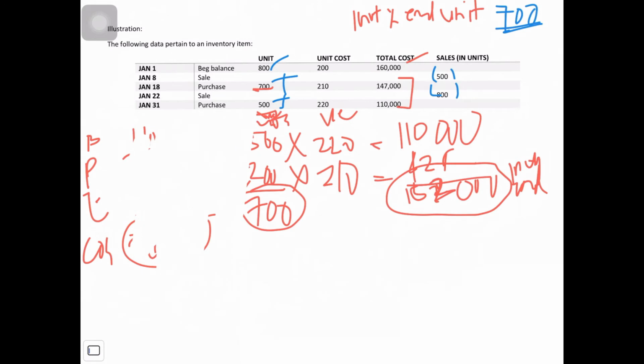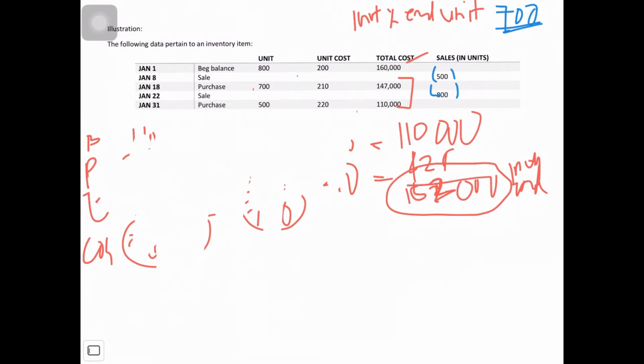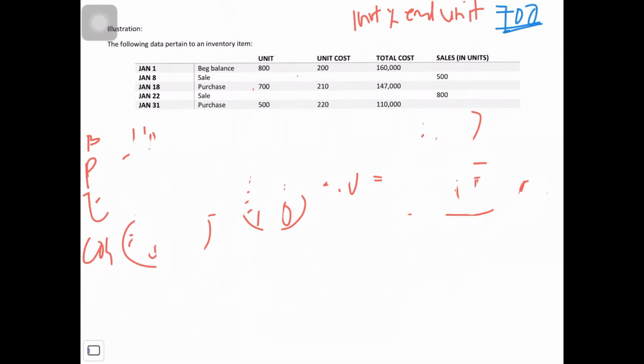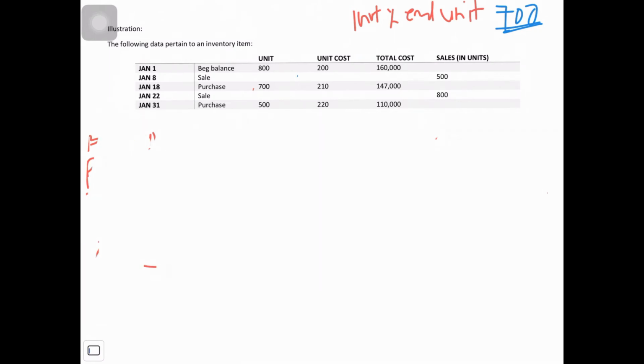So, the next method is the weighted average, guys. However, sa weighted average, it would be different if it is perpetual or if it is periodic. So, let's start sa periodic, guys.